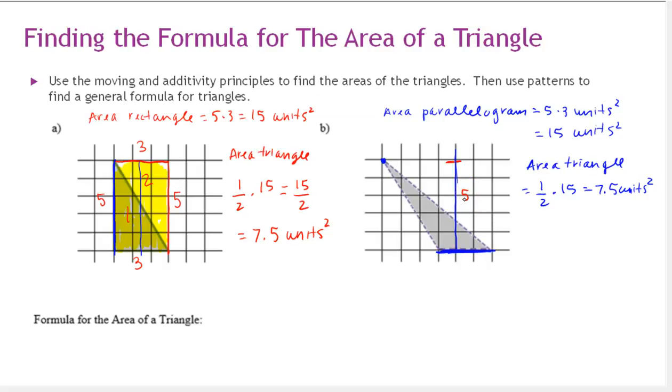So for the area of a triangle, we're also going to use the base and the height, just like we did with the parallelogram, but it ends up being 1/2, because when we make that figure, we get 2 copies of the triangle, so it's 1/2 times the base times the height.